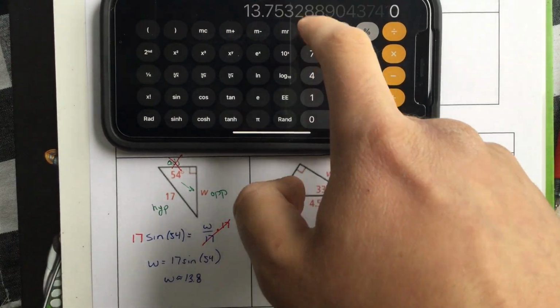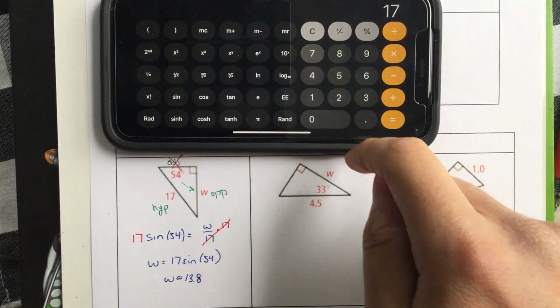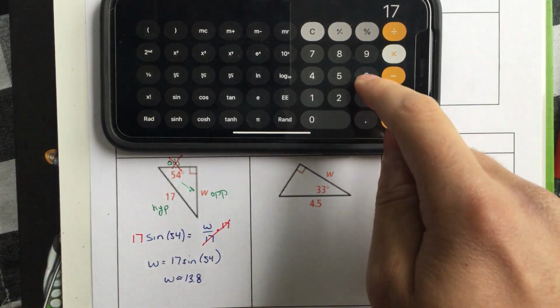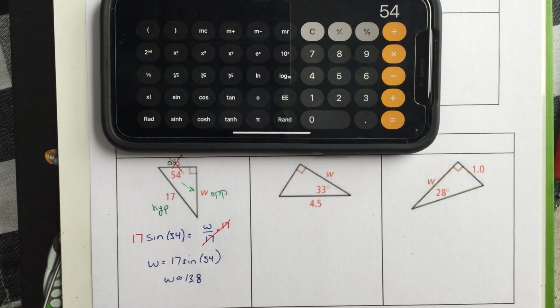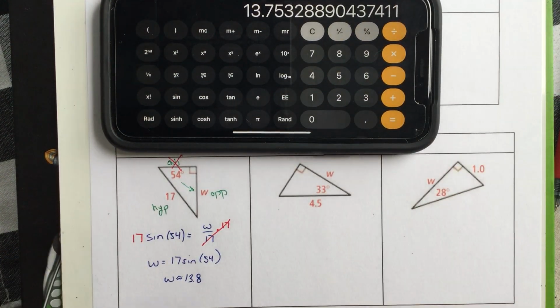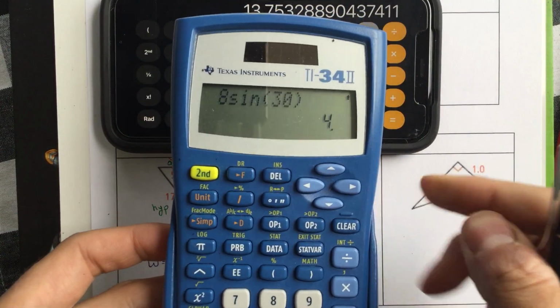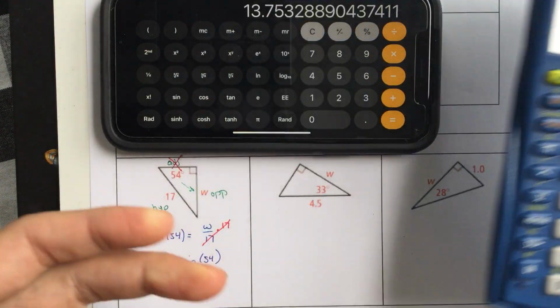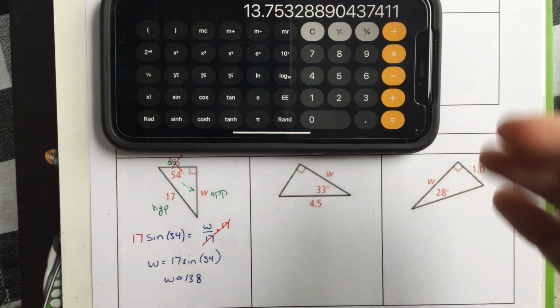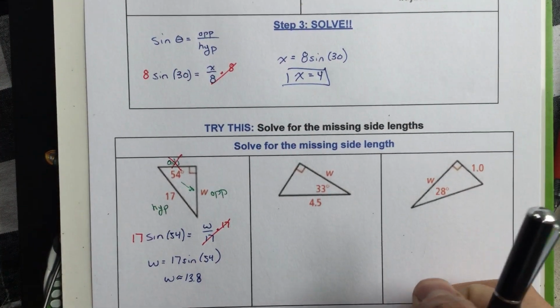Another way to do it on your iPhone calculator would be 17 times 54, hit the sine key, then hit equals, and it comes out to your solution. The nice thing about the TI-34s is you can do it in order, but if you have an iPhone calculator, you have to do it a little out of order. Let's try another example.